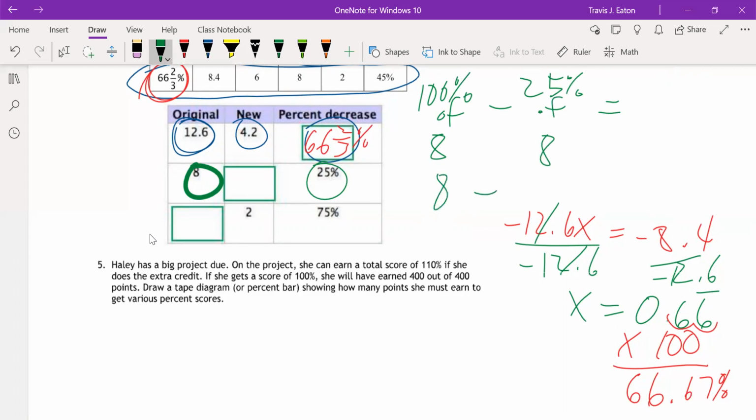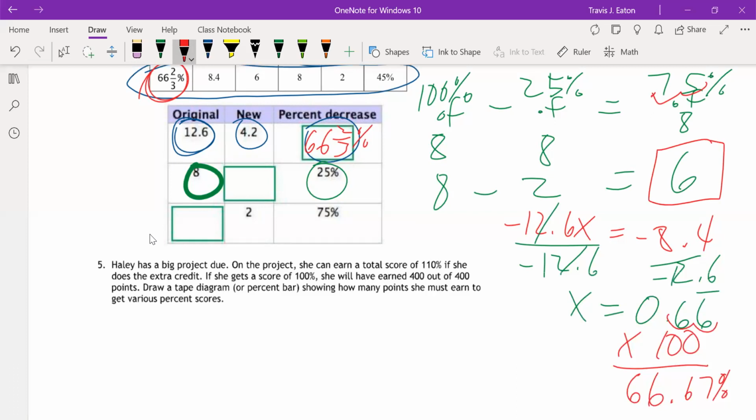25% of 8, that's the same thing as 1/4. That would be 2. And so 8 minus 2 should be 6. But if we looked at it the other way, 100 minus 25% would be 75% of 8. And if we multiply 75%, which would of course be 0.75 times 8, we would get 6.